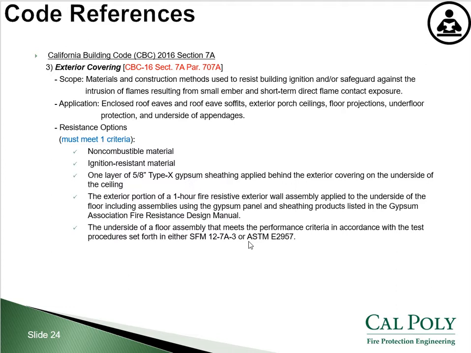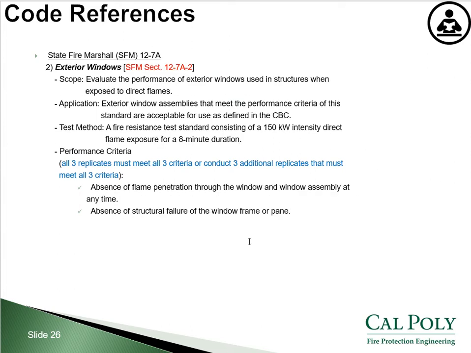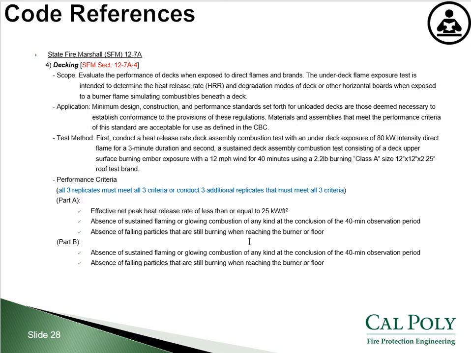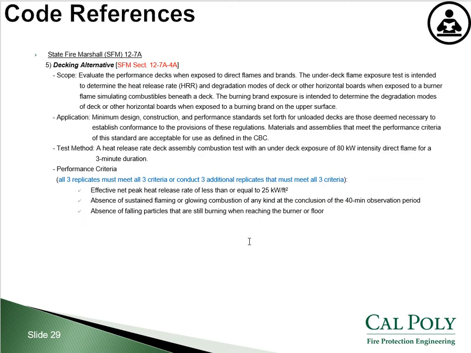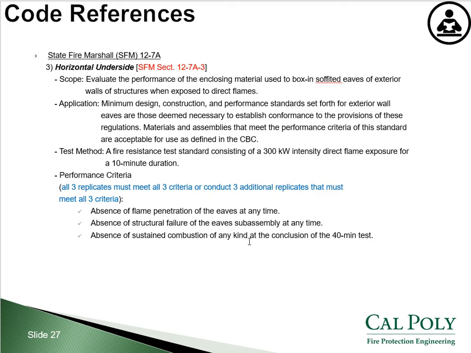If you remember from the introduction video of the vulnerabilities of a structure against wildfires, all the components I mentioned that needed fire resistance are clearly outlined in the SFM standards as shown here: 1, 2, 3, 4, 4A, and 5. However, for our own purposes, we are only focusing on SFM 127A3, which is the fire resistance of horizontal undersides of roof eaves and floor projections.